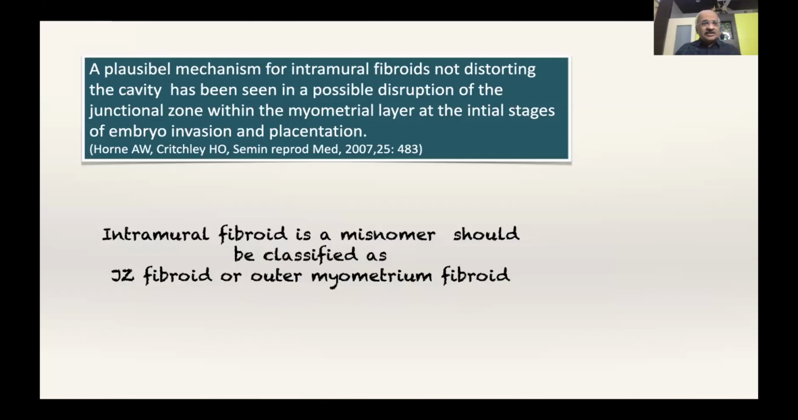One of the mechanisms is that intramural fibroids, which are not distorting the cavity, could be disrupting the junctional zone. So the authors say that intramural fibroid is a misnomer. Let's not call it that way. It should rather be subclassified as a junctional zone fibroid and an outer myometrial fibroid. Well, that makes sense. You could have the same measurement, but if it is a junctional zone fibroid of, let's say, 2.5 or 3 centimeters, you probably may remove it because you know that it could be hampering the junctional zone and in turn the implantation. Well, if it is away from it, probably you would not touch it. You leave it alone.